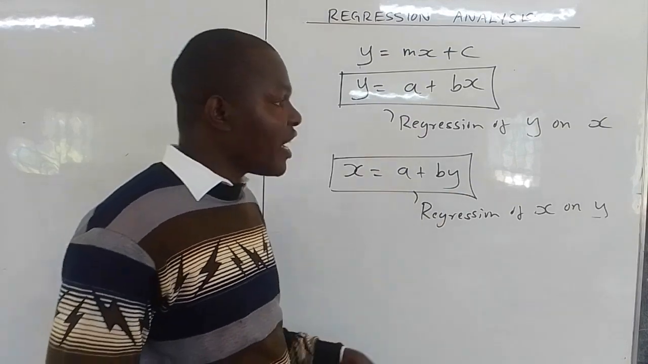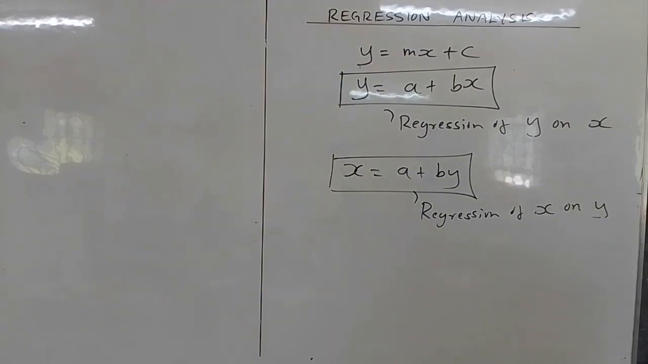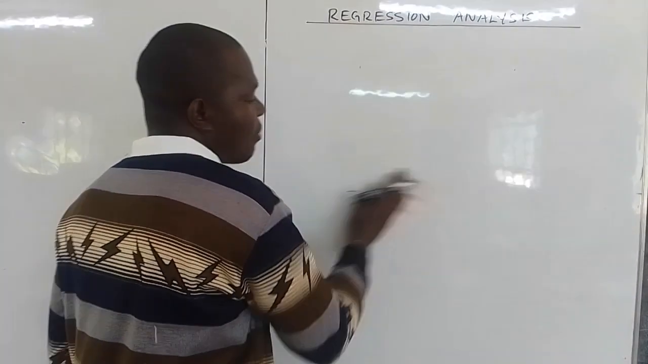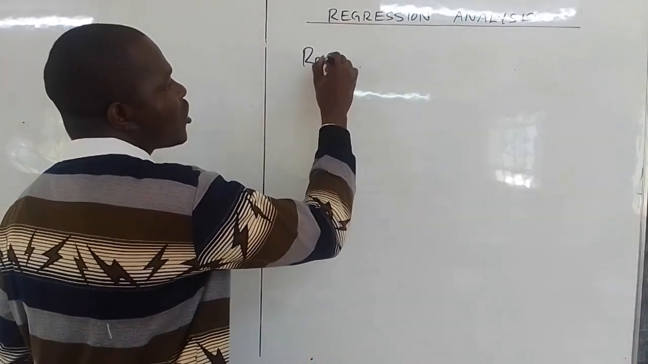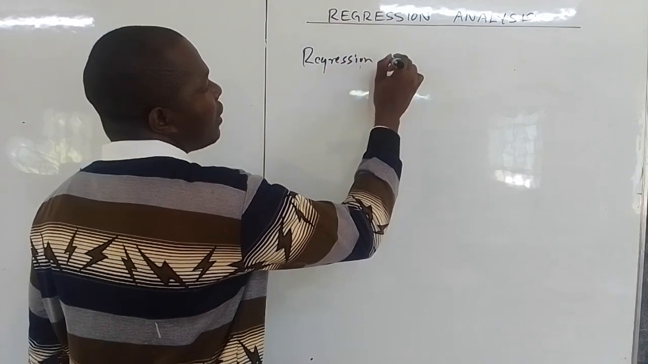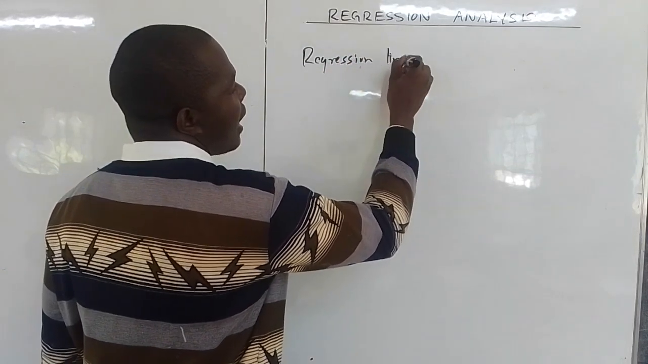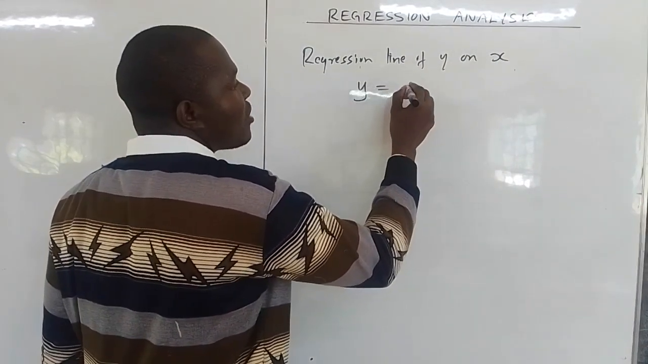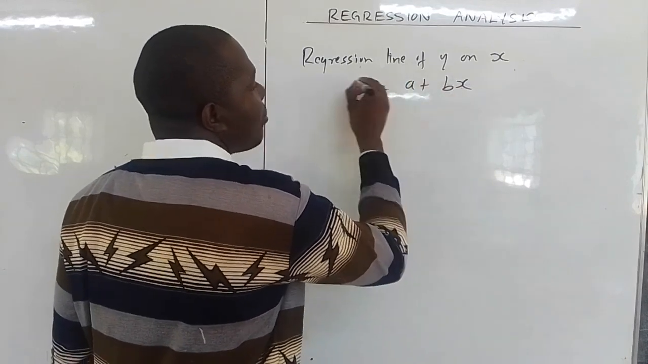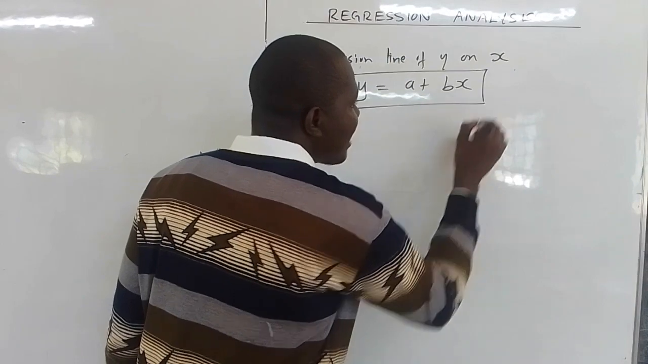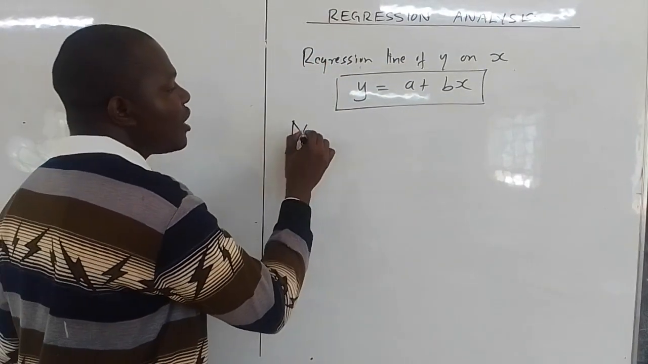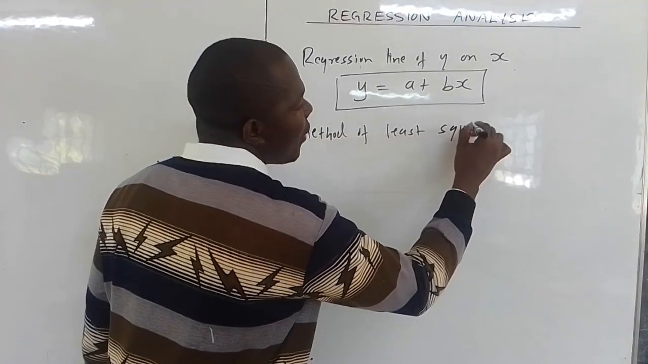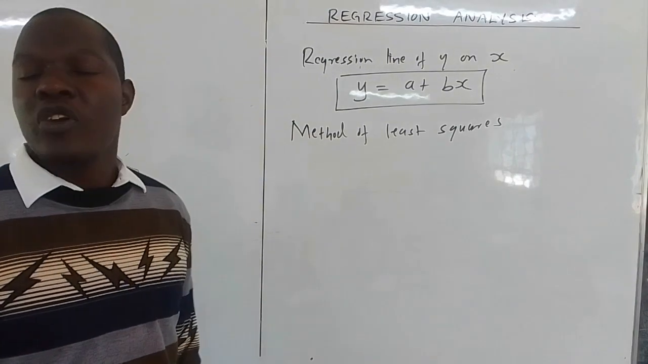So let us start with the first case, the regression line of y on x. We've seen how it is coming about from the equation of a straight line. The regression line of y on x is given by the equation of a straight line y is equal to mx plus c, which is denoted as a plus bx. Now, this can be solved very easily by what is referred to as the method of least squares.